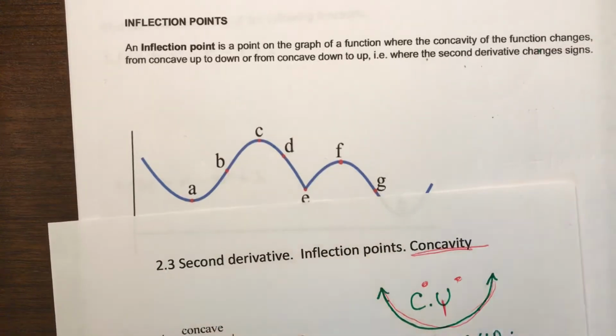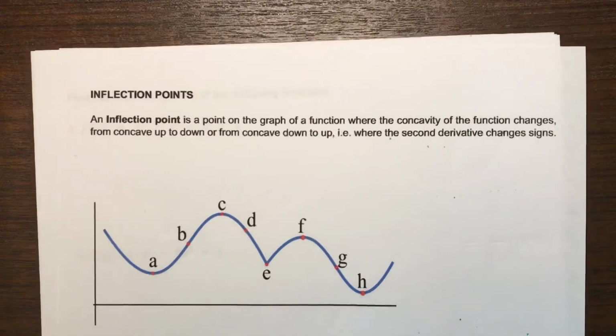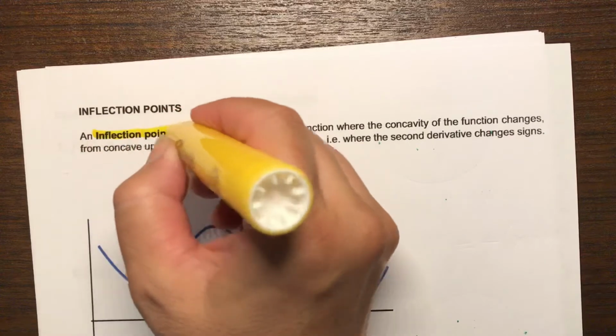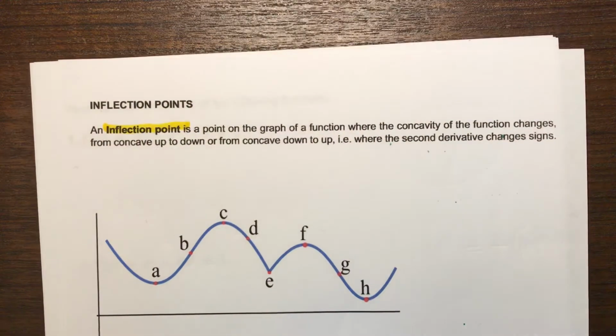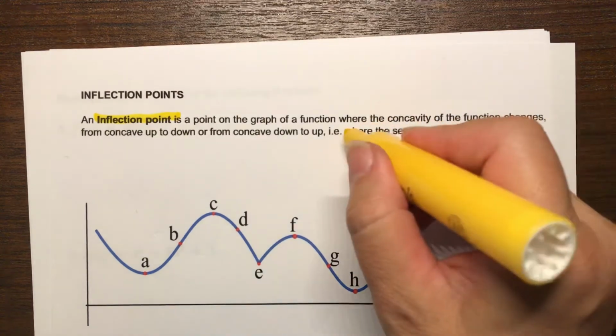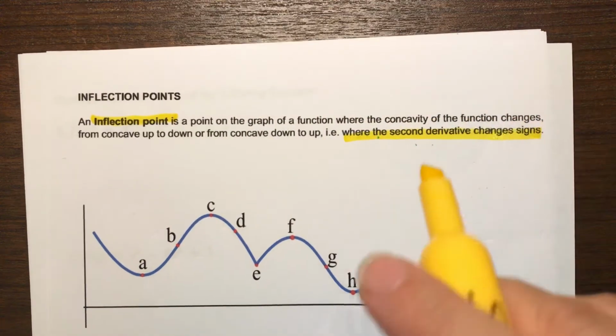So inflection points. Just as I said, an inflection point is a point on a graph where the concavity of the function changes, from concave up to down or concave down to up. So the second derivative will change signs.